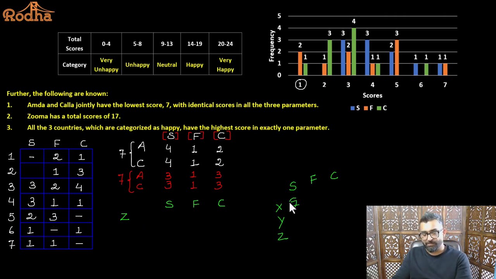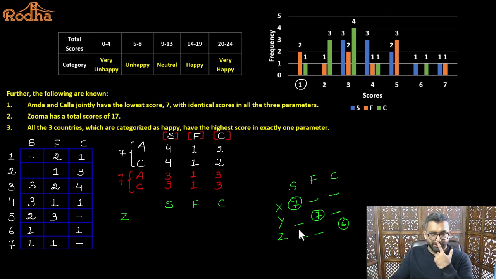Only one parameter, as per the statement: countries which are categorized as happy have the highest score in exactly one parameter. So if I assign the highest score of S, which is 7, to country X, I cannot assign the highest score of F, which is 7, to country X again. Okay, so this has to be assigned to a different country. Parameter F has a high score of 7, which will be assigned to a different country among the 3 happy countries. And the highest score of parameter C is what? 6. This will be assigned to a different country. So that's what it means from point number 3. That's what we have to consider.